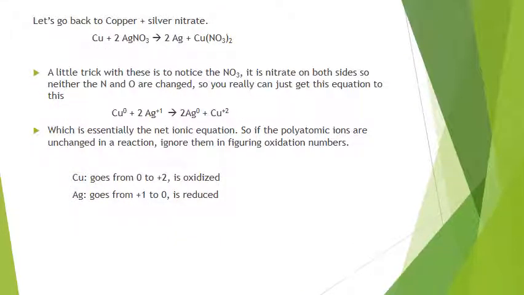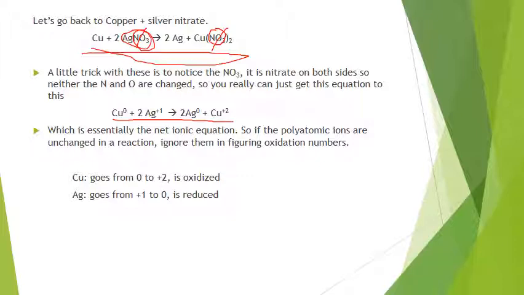Okay, finally, let's go back and look at the copper plus silver nitrate example. So this is what we started out with. Now we can do a little trick with this. Whenever you have a polyatomic ion, right here, nitrate, you notice it doesn't change. So nothing's going to happen to the nitrogen and oxygen, and so you can cancel those out. If the polyatomics just move back and forth from the reactant to the product side, you can essentially just cancel them out.